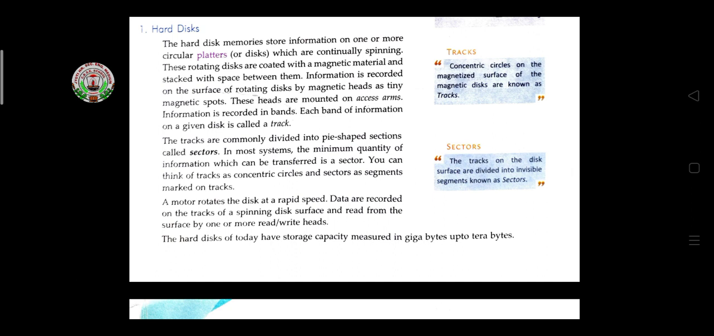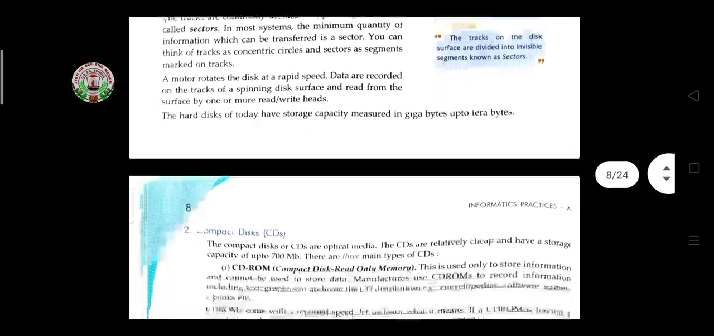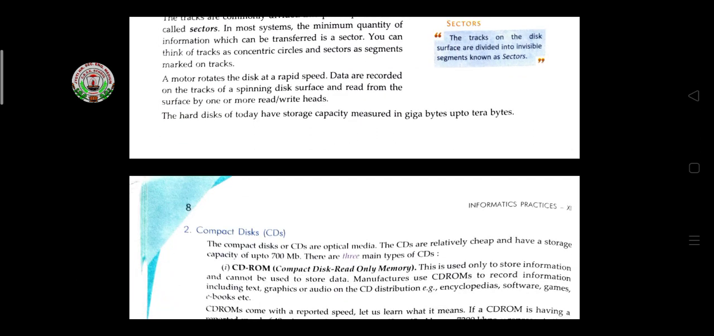Suppose a motor rotates the disk at a rapid speed. Data are recorded on the tracks of the spinning disk surface and read from the surface by one or more read and write heads. The hard disks of today have storage capacity measured in gigabytes up to terabytes. So this is one storage device.